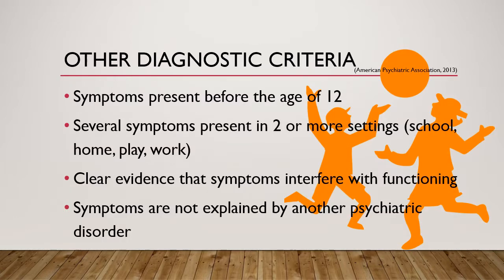Other diagnostic qualifications. The American Psychiatric Association further specifies that the symptoms must be present before the age of 12. Several of the symptoms must be present in 2 or more settings. This may include school, play, or social settings, home, or work. There is clear evidence that the symptoms interfere with social, academic, or occupational functioning. You may see grades decline, loss of friendships, or loss of job. The symptoms cannot be explained by another physical or psychiatric disorder such as schizophrenia, intoxication, substance abuse, mood disorders, or personality disorders.